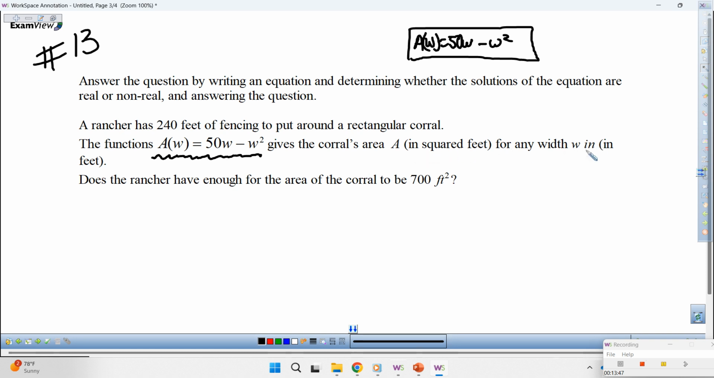The area is in square feet and the width in feet. Then it says, does the rancher have enough fencing for the area? So I want you to write on your paper, A equals 700. Or in other words, put A of W, just not the 8, just put A of W.